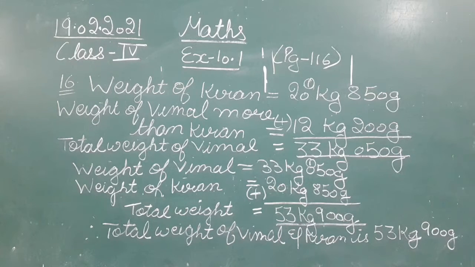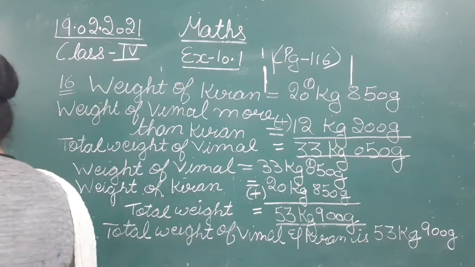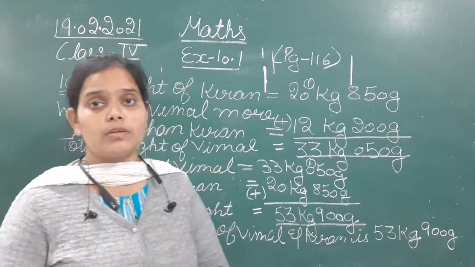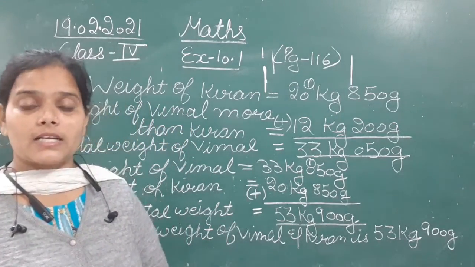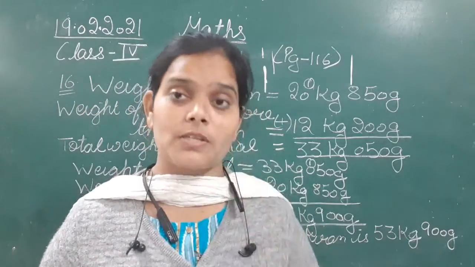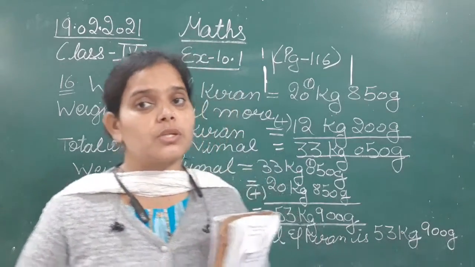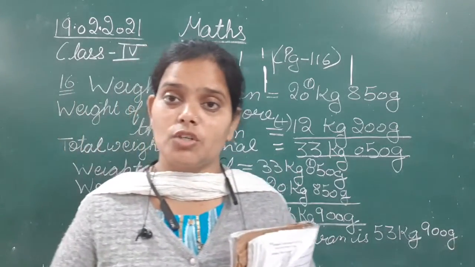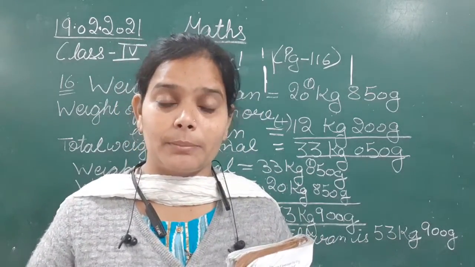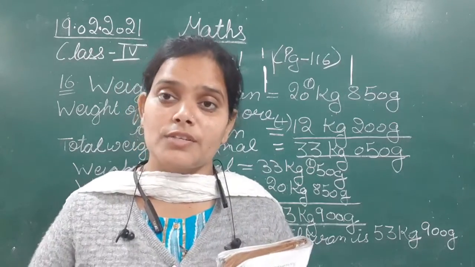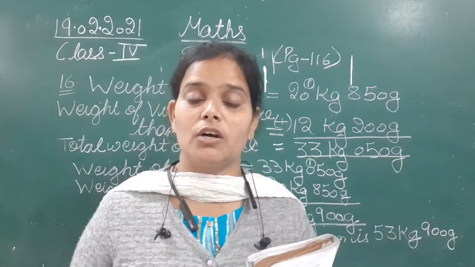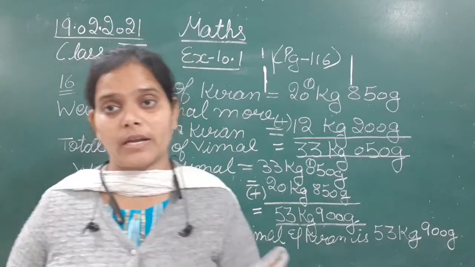Okay, chaliye, let's move to the next question. With this we have completed exercise 10.1. Now we will move to exercise 10.2, that is the multiplication and the division of measurements of weight. But here the first thing is that we can't directly multiply or divide the measurements of weight. First of all we have to do the conversion. Only after that we will do the multiplication and the division, whatever has been asked.